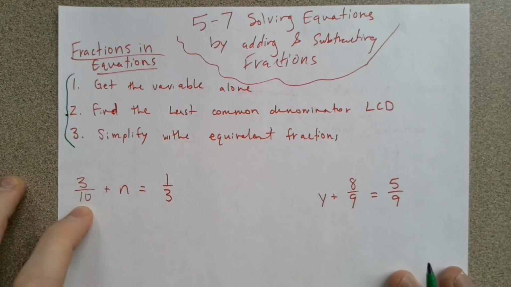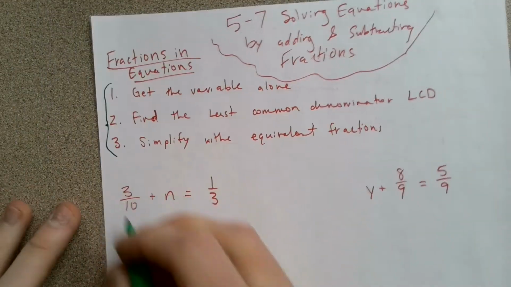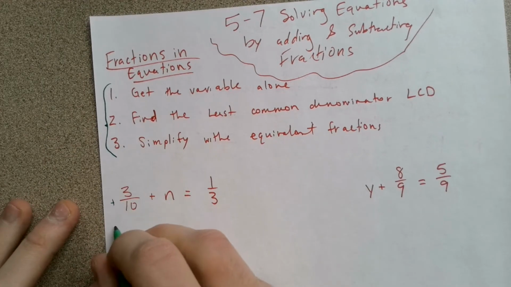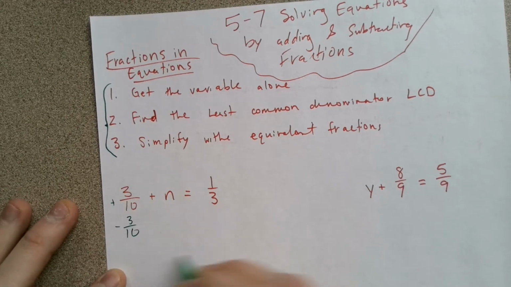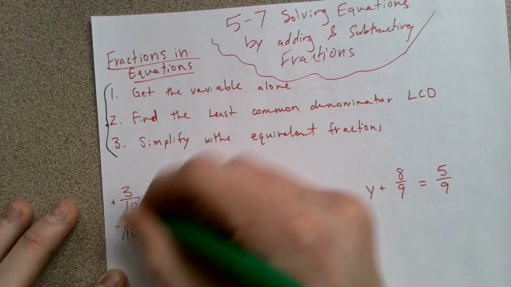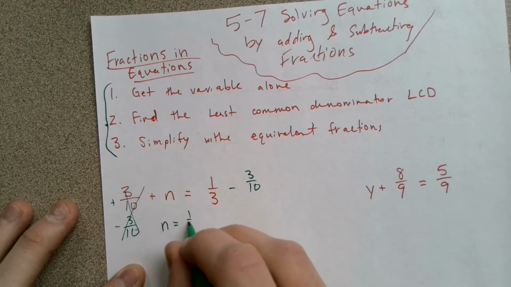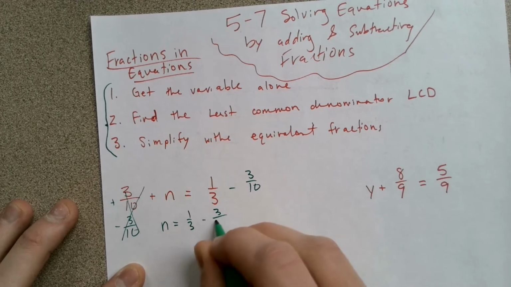So our goal is to get the variable by itself here. So we have to get rid of this on this side. What are we going to do? Right now it's a positive 3/10. To undo it, we're going to subtract 3/10. Whatever we do to one side, you already know we have to do to the other. Those cancel out, leaving us with n equals 1/3 minus 3/10.